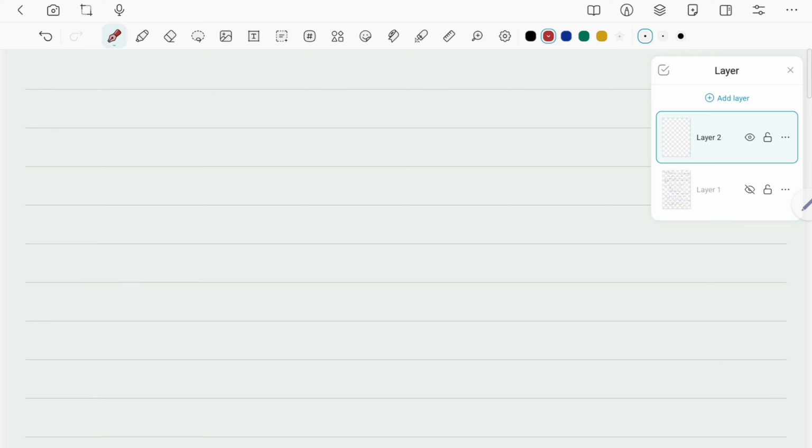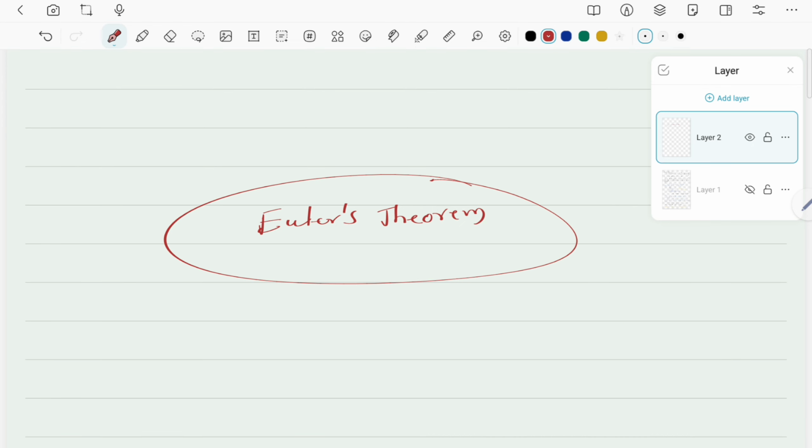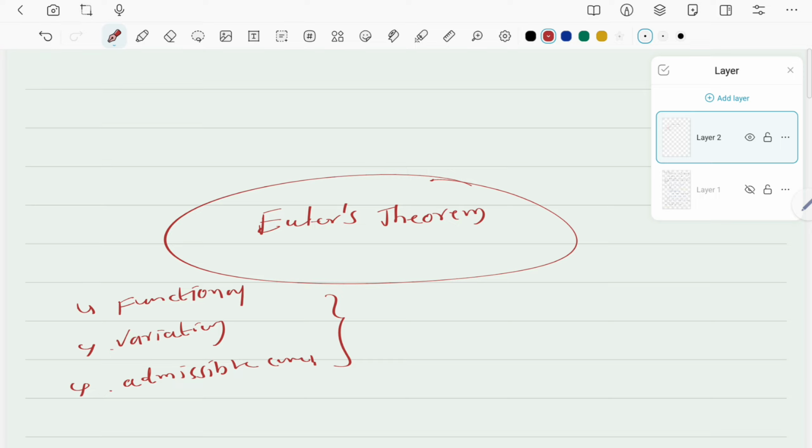Today we are going to discuss Euler's theorem. To find Euler's theorem, we have to know what a functional is, what a variation is, and what an admissible curve is. In the earlier class we already discussed what a functional, a variation, and an admissible curve are. Today we are going to discuss Euler's theorem in detail.